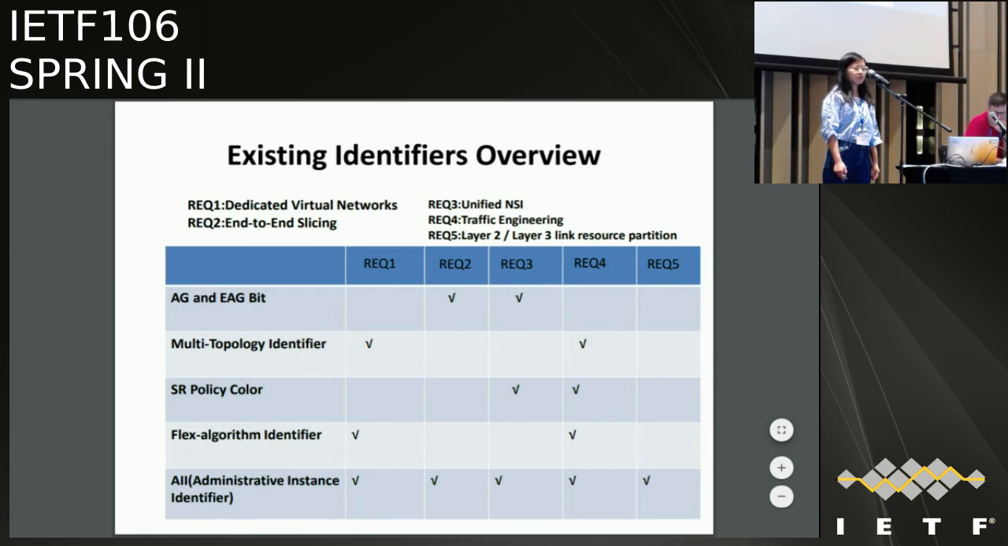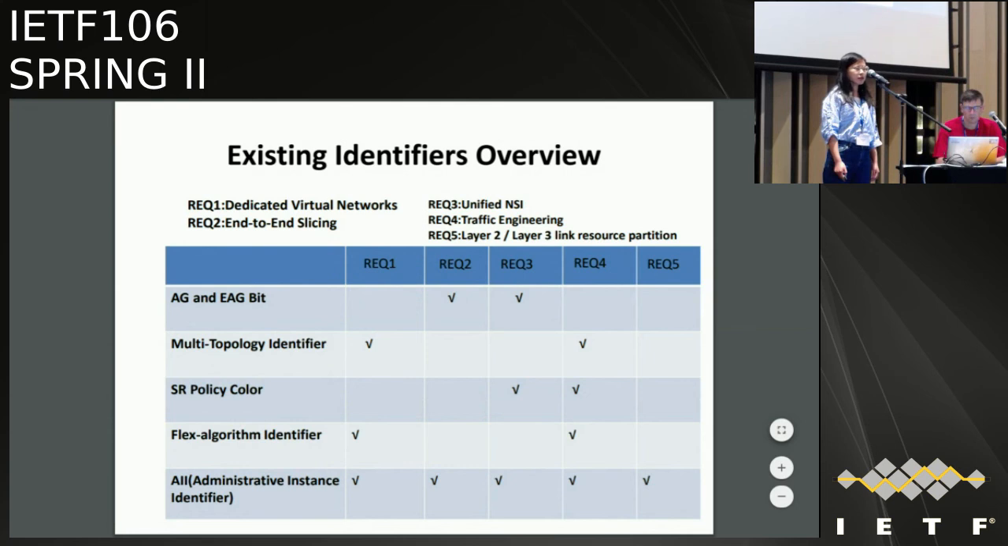There are 5 major requirements. The first one is the dedicated virtual networks. The second one is the end-to-end slicing. The third one is the unified NSI. The fourth is the traffic engineering. The last one is the Layer 2 as well as the Layer 3 link resource partition. There are also some existing identifiers, but they could not meet all of the above requirements.